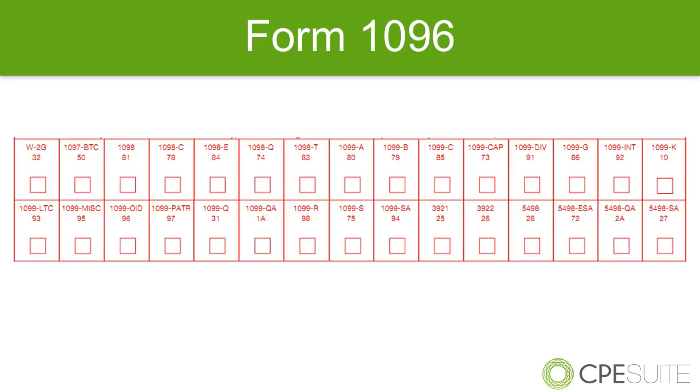So here's the bottom box on the Form 1096, and these are all the different forms that the Form 1096 transmittal return applies to. So only one of these boxes should be checked for every transmittal.